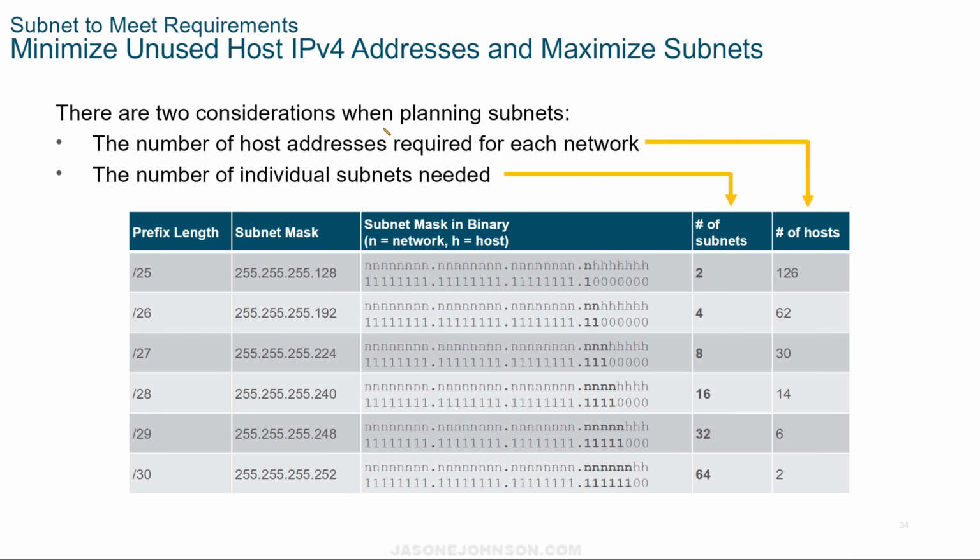There are 2 considerations when planning subnets: the number of host addresses required for each network, how many hosts we need for each subnet, and then the number of individual subnets needed. So how many subnets are we going to need? If we need 8 subnets, that's going to give us 30 hosts per subnet.